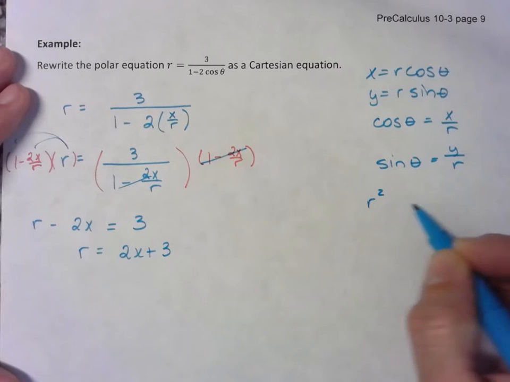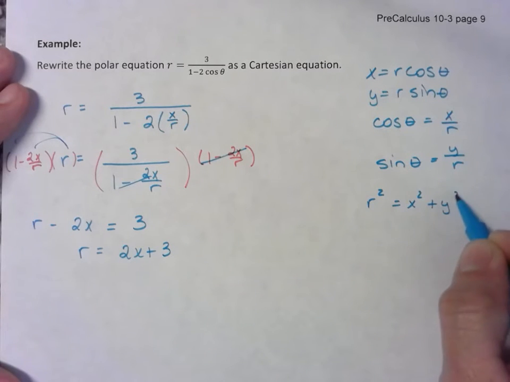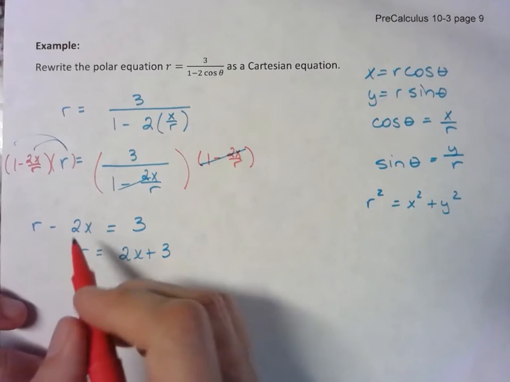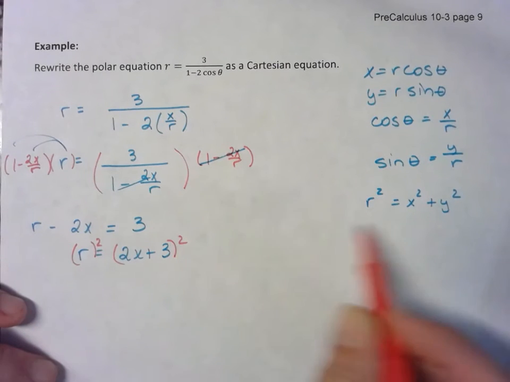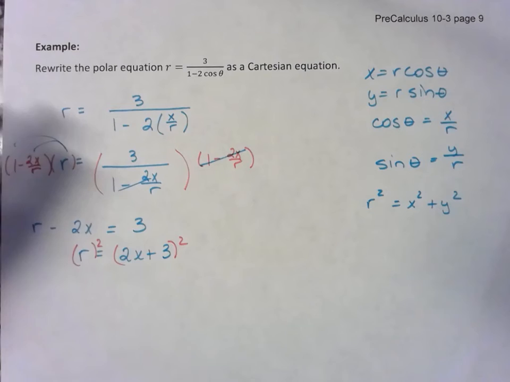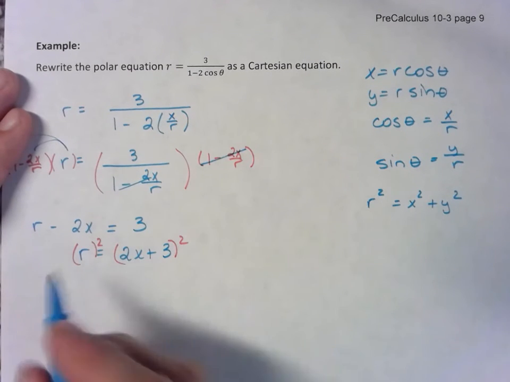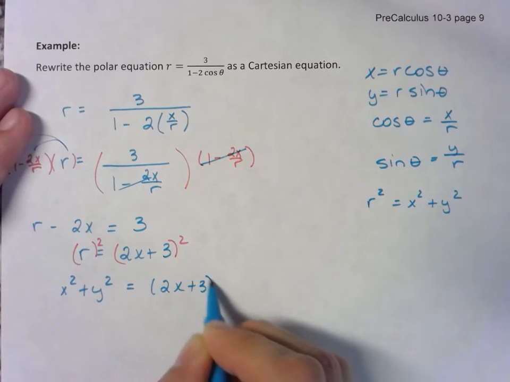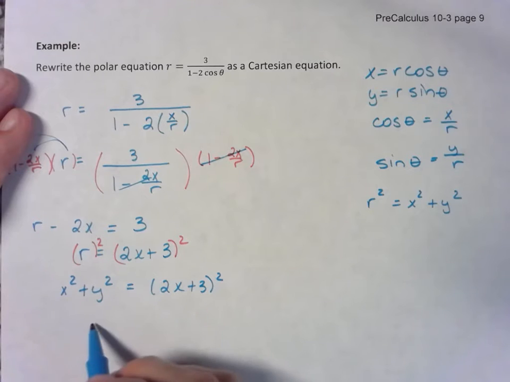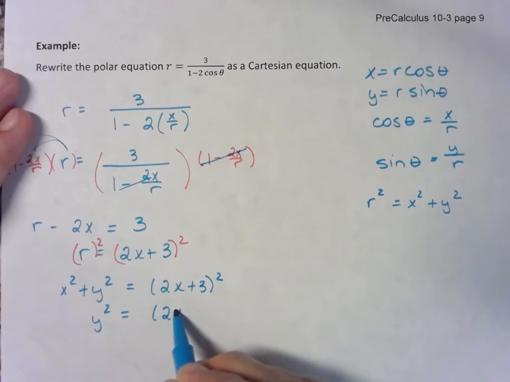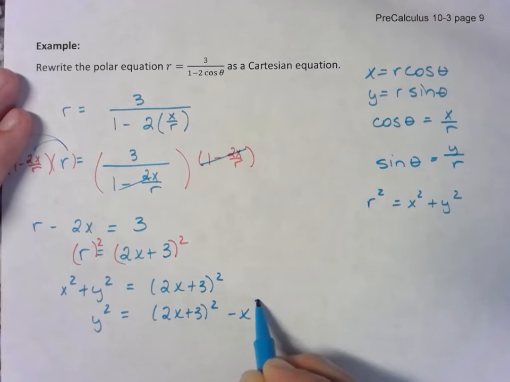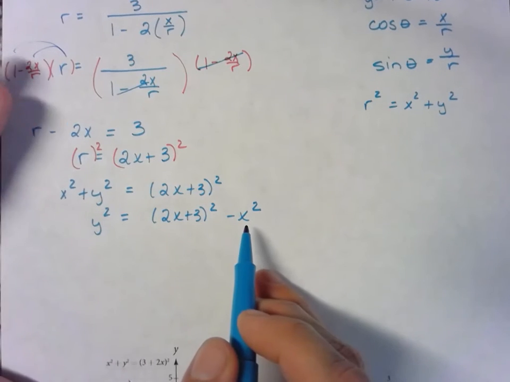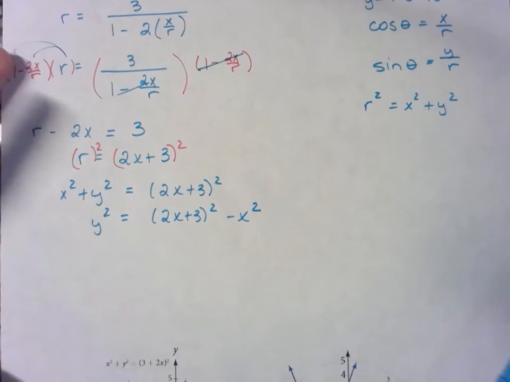We also know r squared is x squared plus y squared. So can't I square both sides so that I have an r squared? Let's see what that does for us. So r squared is x squared plus y squared. I can subtract x squared from both sides. Now, if you wanted to at this point, you could multiply all this out and combine your like terms. For now, it's okay to leave it in this form.